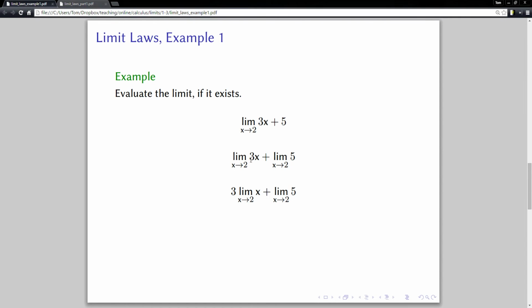I took this 3, the constant, and I pulled it out here. So I have 3 times the limit as x goes to 2 of x, plus the limit as x goes to 2 of 5. These are the two basic limits that we talked about in the very first video about the limit laws. This is the function x, the identity function, so the limit as x goes to 2 of x would just be 2. And then this is the limit of a constant function, so the limit would just be that same constant there. That limit is 2, that limit comes out to be 5, and so then I have 3 times 2 plus 5, which comes out to be 11.